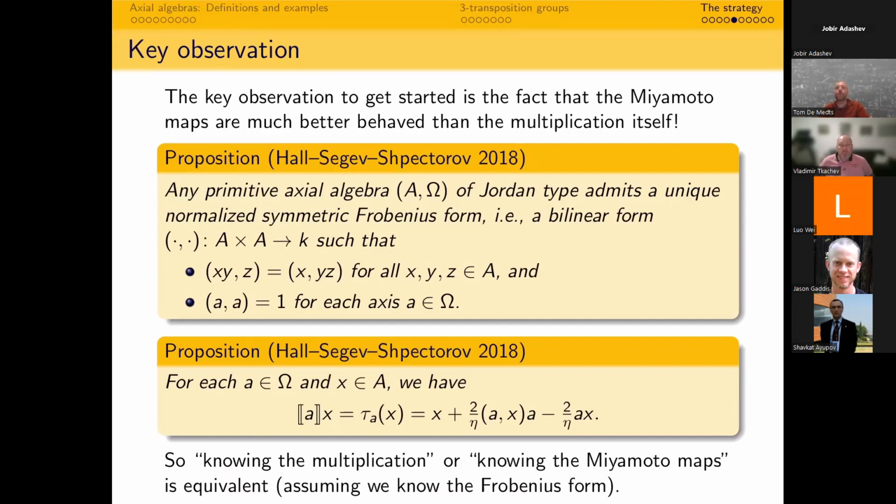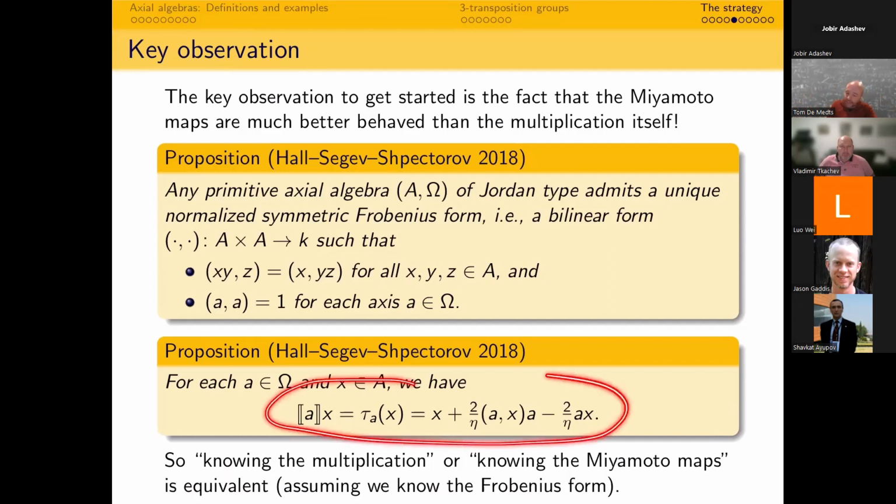The initial approach that we took was working with multiplication and trying to get a hold on the generating sets. But you get lost. It's impossible. The complications are just too difficult and really ugly. And instead we use the Miyamoto maps.